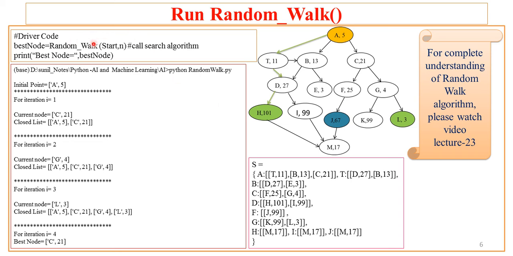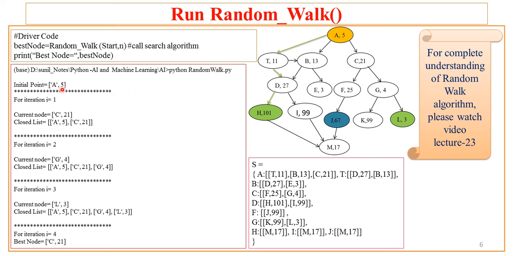So this is the run of the random walk. The random walk algorithm is called with a starting point and number of iterations, and the best node value is stored in the best node variable, and that is printed later. Now I have invoked the Anaconda prompt, and on that I have executed the program, which is stored on my computer as random walk.py. So using the Python interpreter it is executed.